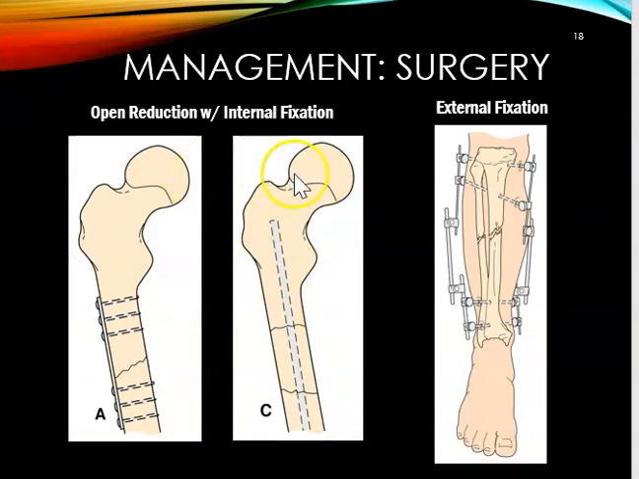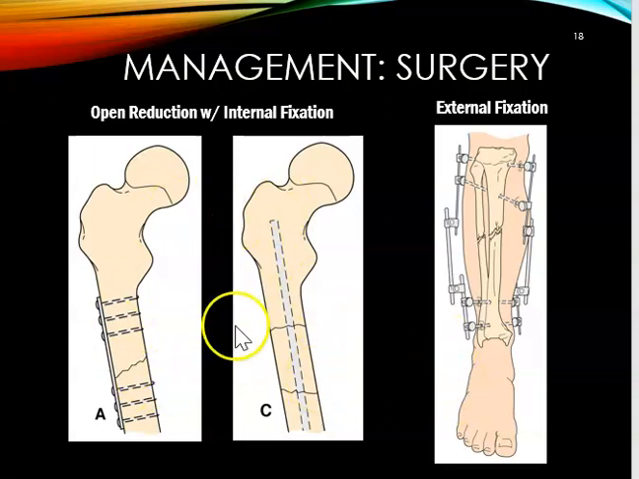So another treatment option for certain patients is going to be surgery. Surgery is going to be needed if it requires direct visualization for the repair. So if the physician needs to see the bone in order to repair it, they will have to open the patient up. Other reasons for surgery could be a threat to vascular integrity or potential for long-term complications.